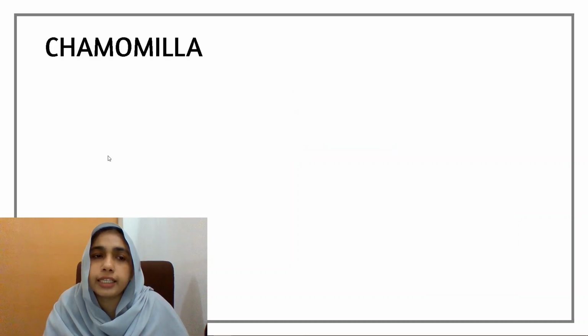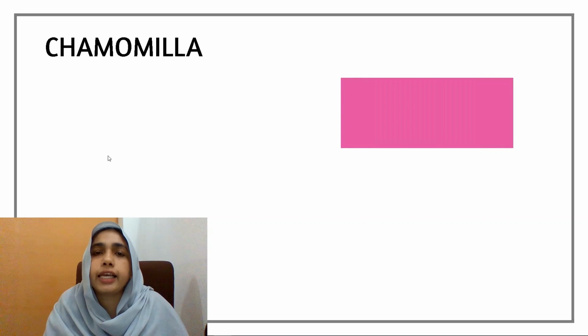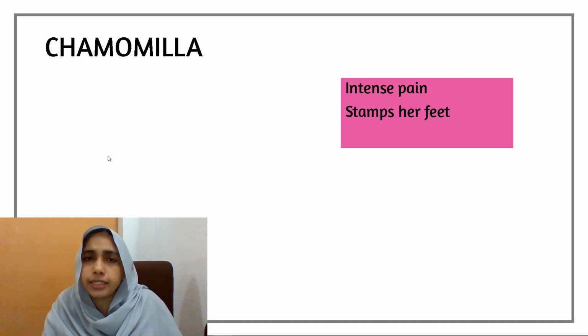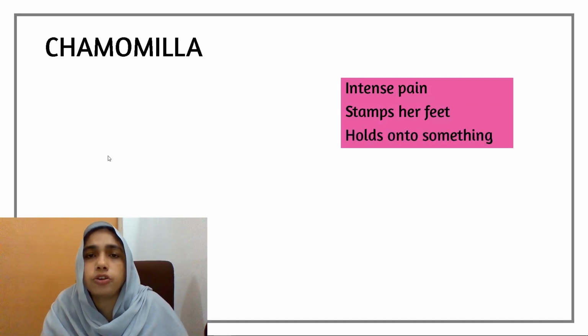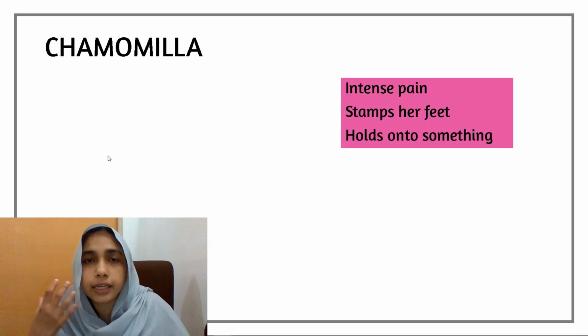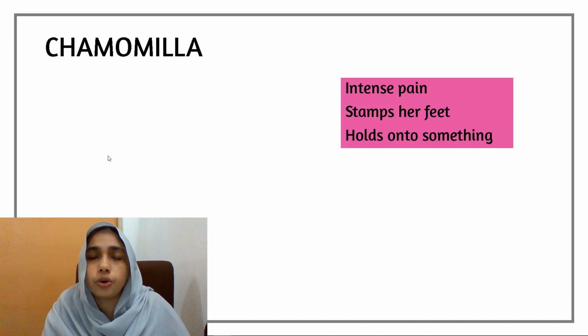Another remedy with intense pain is Chamomilla. In Chamomilla again, there is intense pain. So the patient will stamp her feet. Because of the pain, they'll be pressing their feet and they will try to hold on to something with their hands. So that is the expression of pain in Chamomilla. The face itself will show the intense suffering they are having.